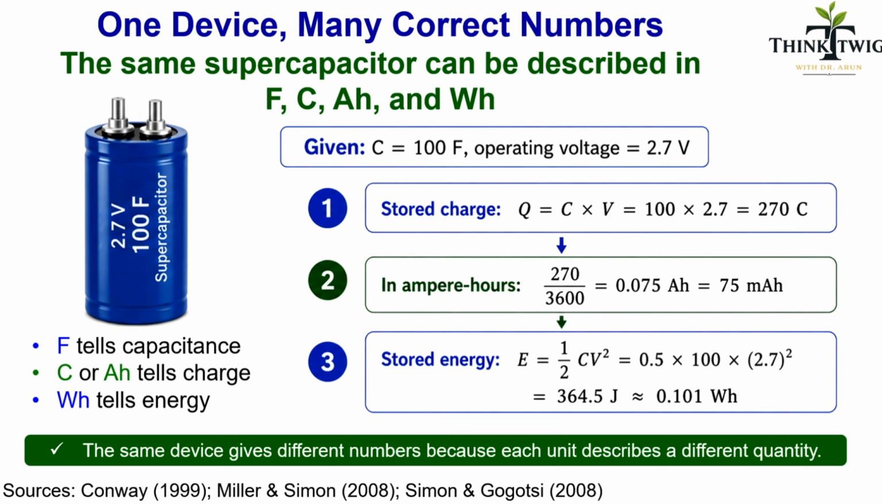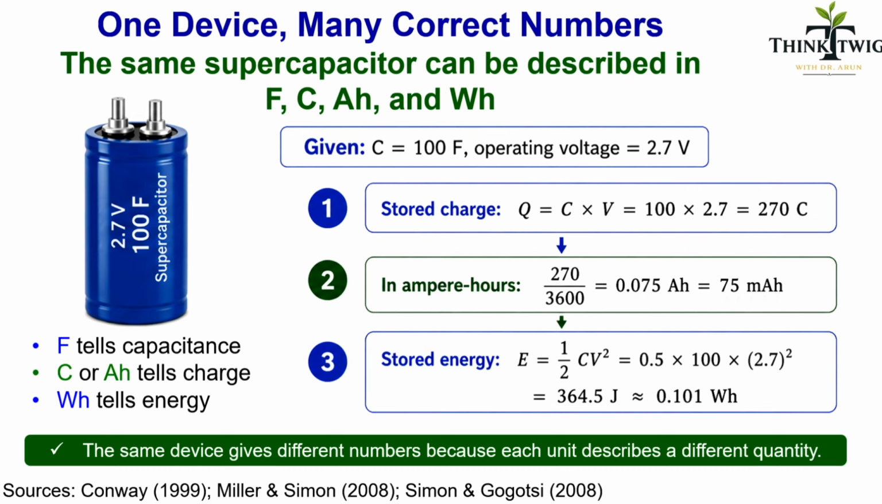Now let us calculate the stored charge. We use Q equals C multiplied by V. So 100 multiplied by 2.7 gives you 270 coulombs. Now take the same charge and convert it to ampere hours. So 270 divided by 3600 gives you 0.075 ampere hour. That is 75 milliampere hour. So far the same device has given us three numbers: 100 farad, 270 coulomb and 75 milliampere hour.